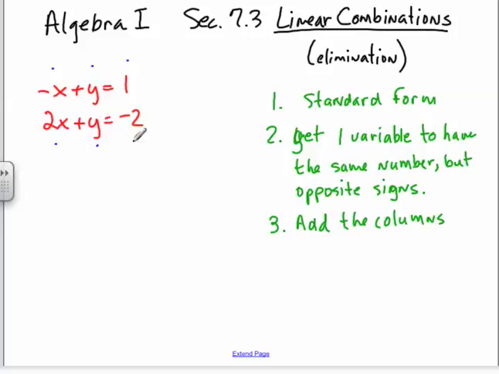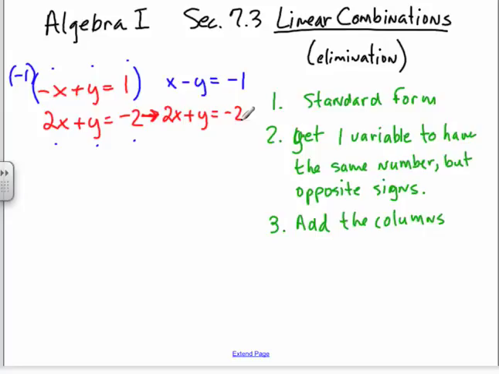So I tell you what I'm going to do on this one. I'm actually going to multiply the top equation, both sides, by -1. And it's going to give me a new equation. It's going to give me x minus y equals -1. And then I'm just going to bring my bottom equation over here to the right so that it has 2x plus y is equal to -2. Okay? So now they're in standard form.